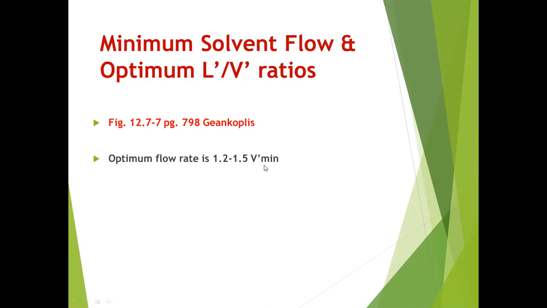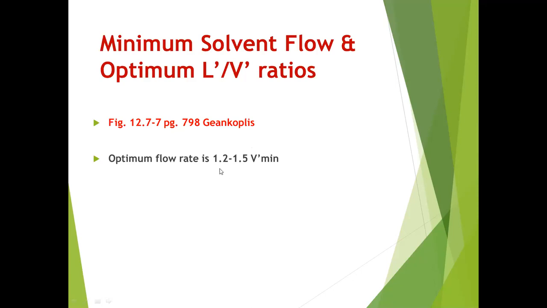This one is for extraction. So V is our solvent. Now, in our case, since this is a range, we will use the maximum value in the range. So we determine the minimum requirement for the solvent, and we multiply it by 1.5. That would be our optimum solvent requirement.